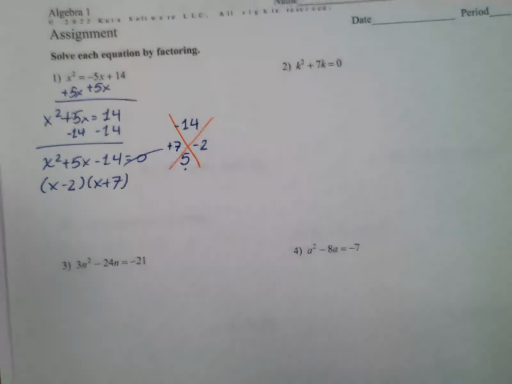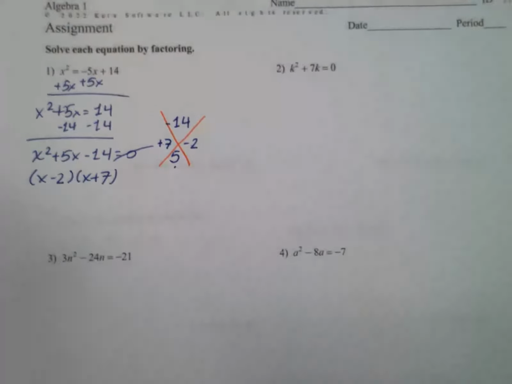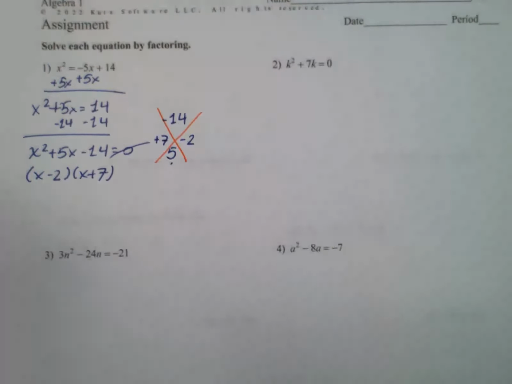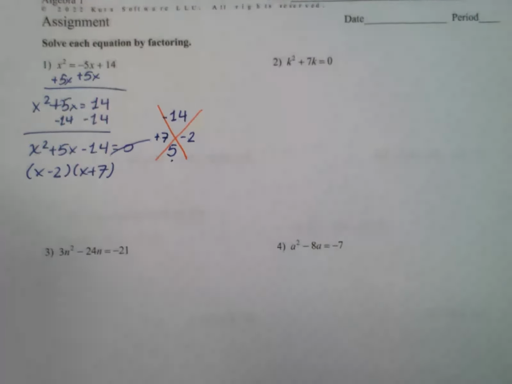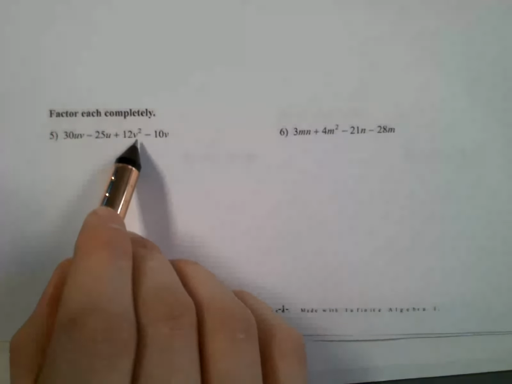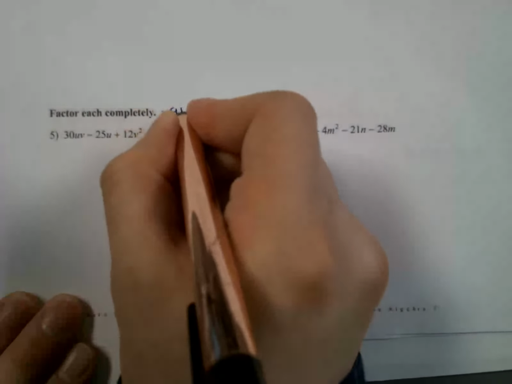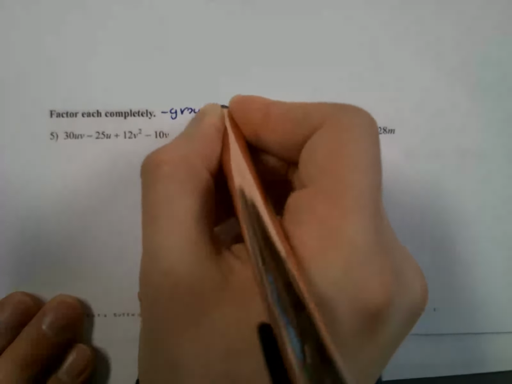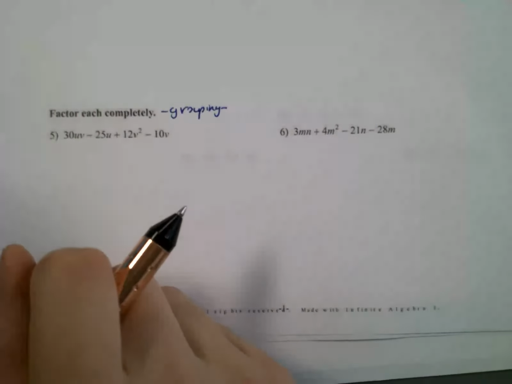The next one, which is number 5. Okay. So moving on. Down to number 5, as I said. Okay, number 5. We've got 3uv minus 2u plus 12v squared minus 10v. So first thing is, you need to recognize this is all grouping. That's what these are. This one right here is grouping, okay?